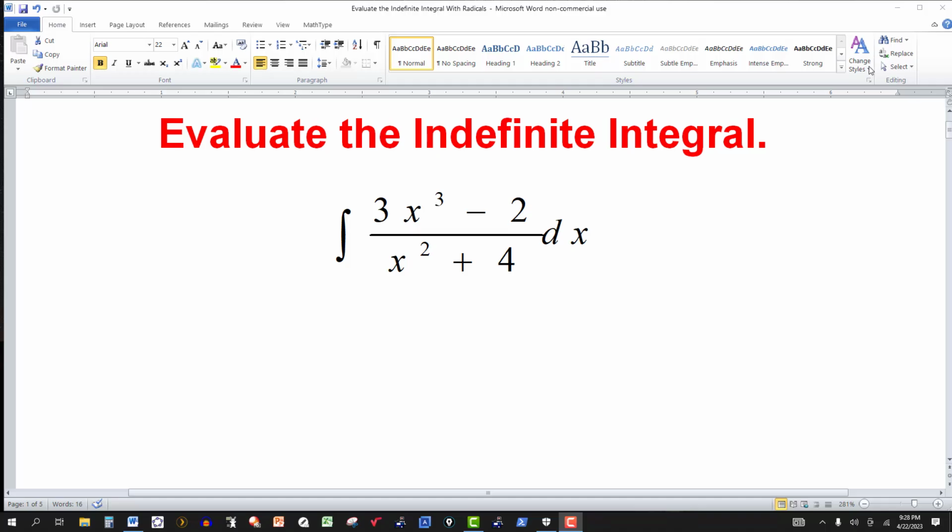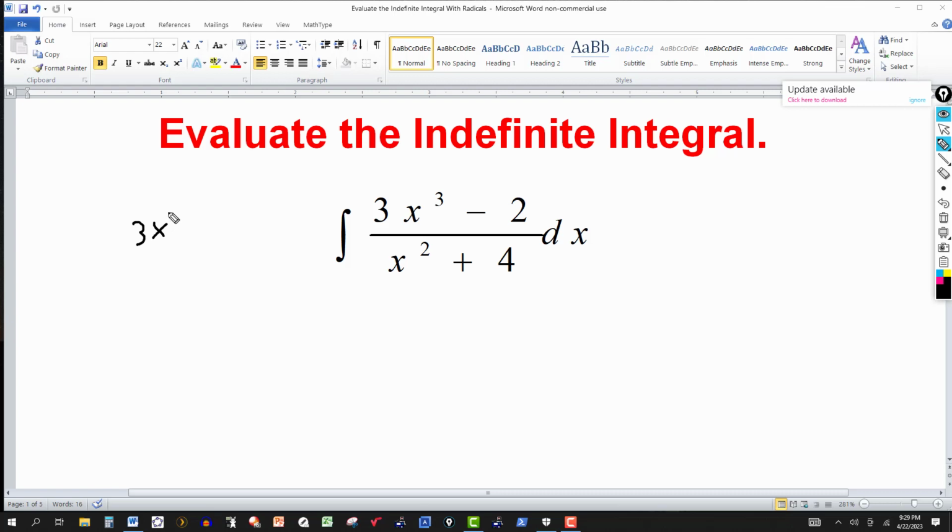In this video we have the integral of (3x cubed minus 2) over (x squared plus 4), and we want to evaluate this. If you want to try it, go ahead and pause the video, see what you can do. Okay, the integrand is a rational expression, but it's improper. The degree of the numerator is larger, so that always tells you don't start with partial fractions there. Go ahead and divide the denominator into the numerator.